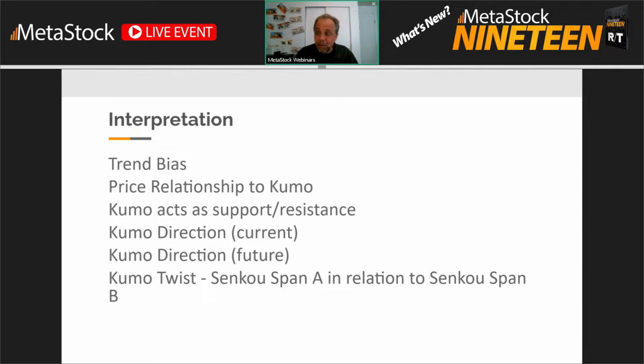it's a fairly well-crafted system that's designed to help you understand trend bias. The relationship of price to the Kumo, or the cloud, is important. It's important to understand that the Kumo acts as support and resistance. The Kumo direction is very important, both right now and how the cloud goes into the future. The Senkou span, and its relationship to the Chikou span. All the indicators help you understand the price.